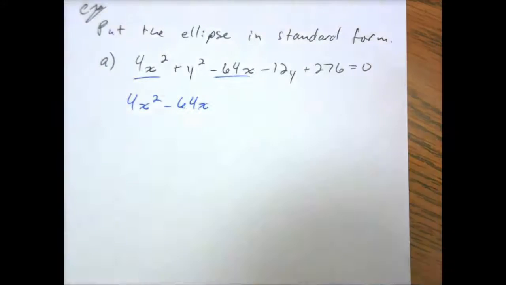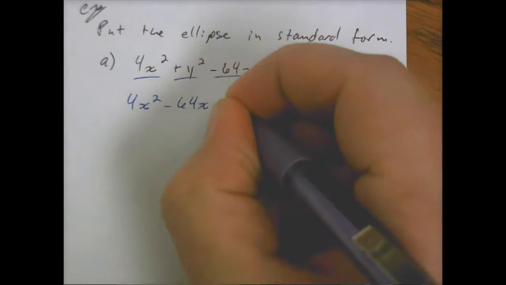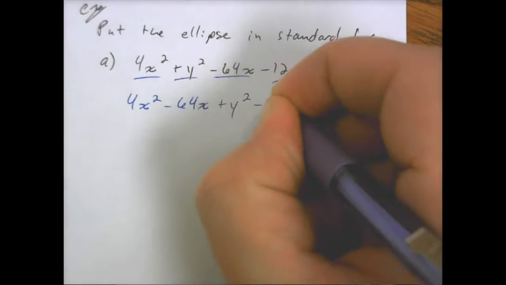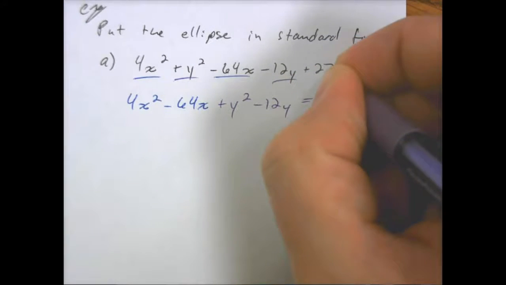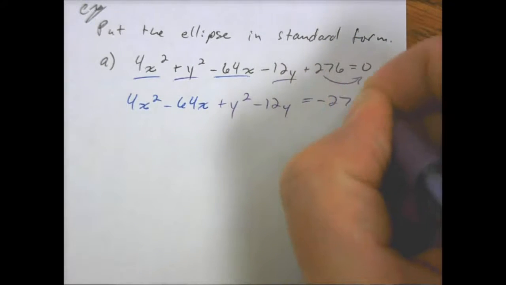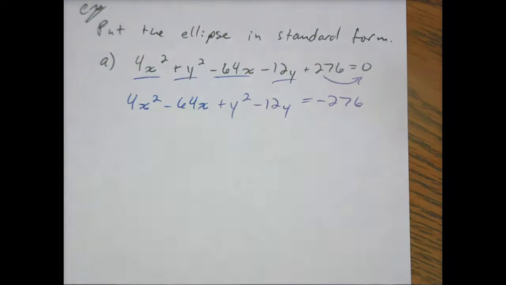Same thing with the y's. I have y squared and minus 12y. So I'll add those two so that they are next to each other. So plus y squared minus 12y. And I'm going to move this 276 to the other side, so that now I have my y's together, I have my x's together.